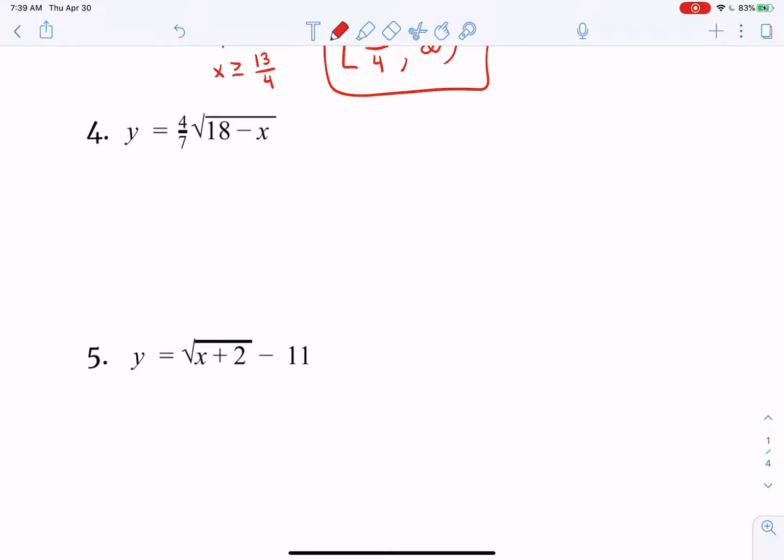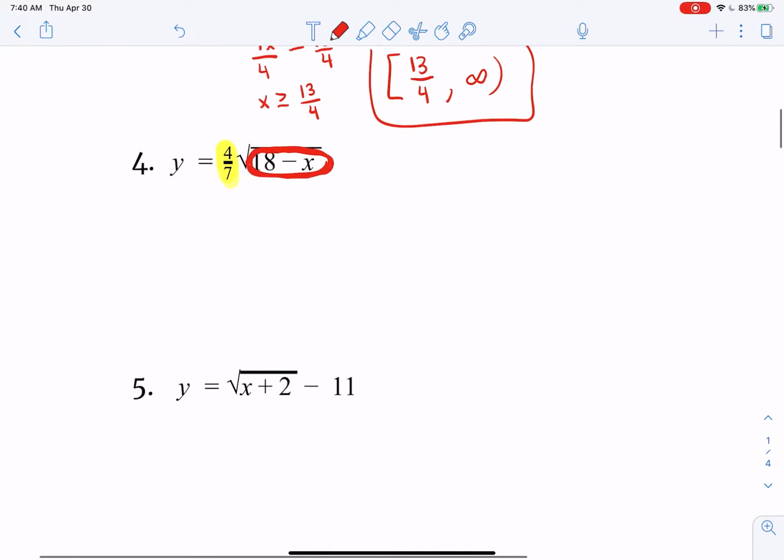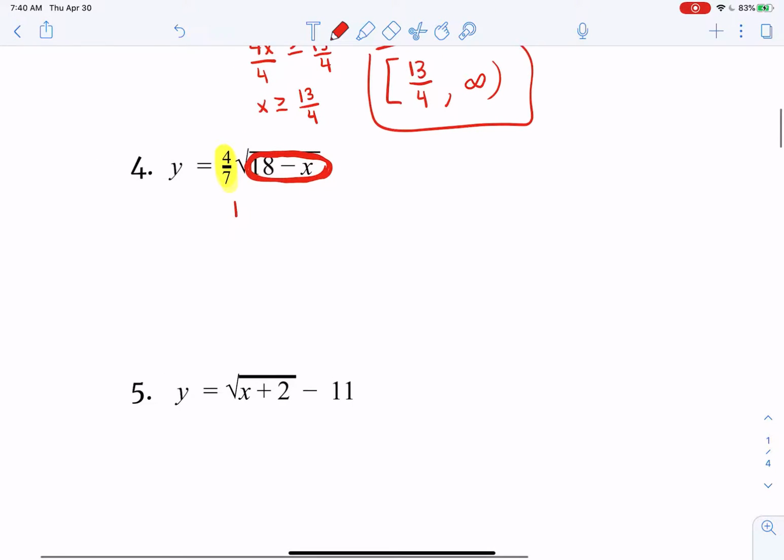How about this one? Now this one might be trying to trick you because it has a coefficient out in front, but that doesn't really matter. We're focused on the restrictions of x, so we're focused on the stuff under the radical. And we know that the stuff under the radical has to be greater than or equal to 0. So we do the same thing. 18 minus x has to be greater than or equal to 0. And then we would subtract 18 from each side.